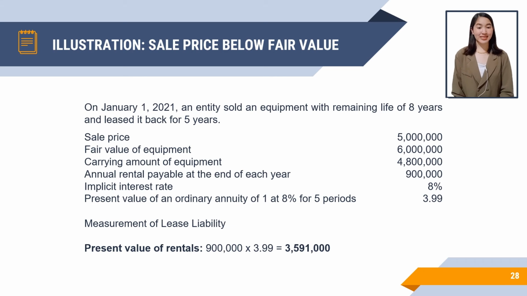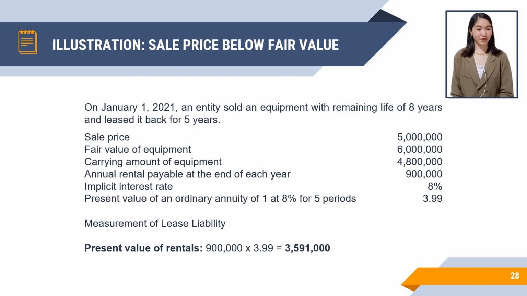So now, let's see another illustration, which is sale price below fair value. So in this illustration, on January 1, 2021, an entity sold an equipment with remaining life of 8 years and leased back for 5 years. So as we can see, ito yung mga given nila. For the sale price, 5 million. Fair value of equipment, 6 million. So may difference na 1 million.